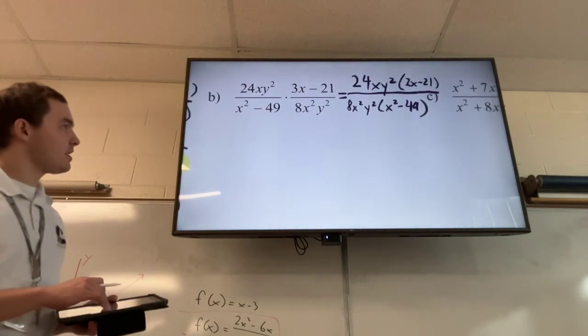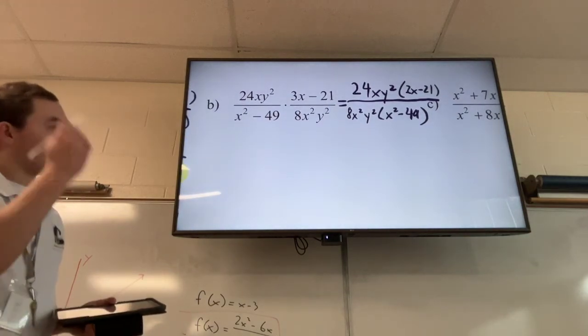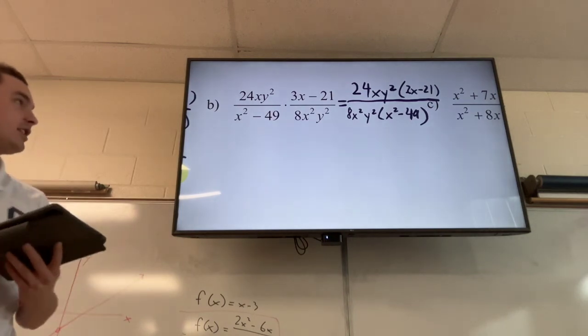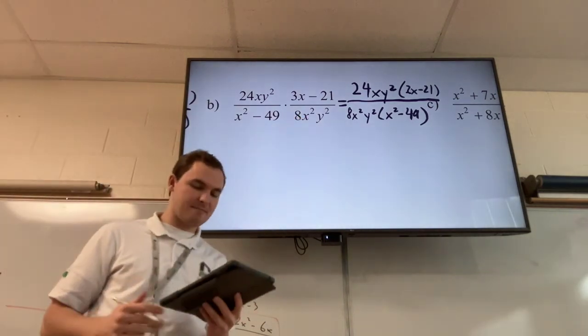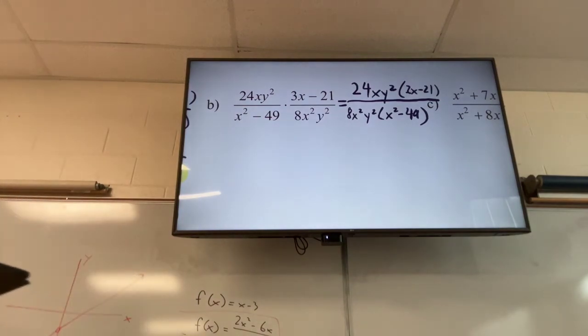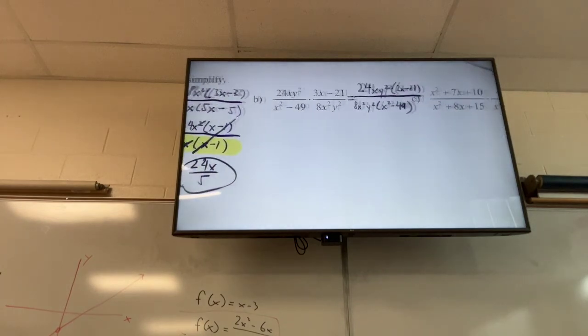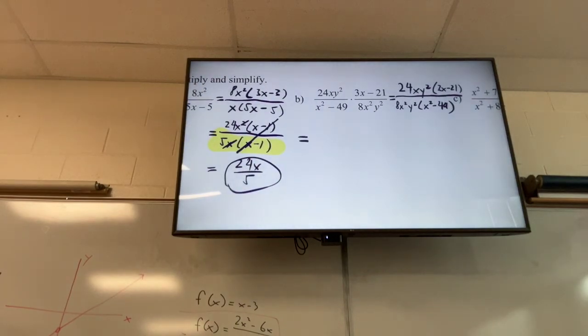So this is one where you want to factor before finding the excluded values. How do I factor the top? I can pull a 3 out of here. So this is going to be equal to, what's 24 times 3? 72. It's going to be equal to 72xy squared times x minus 7.